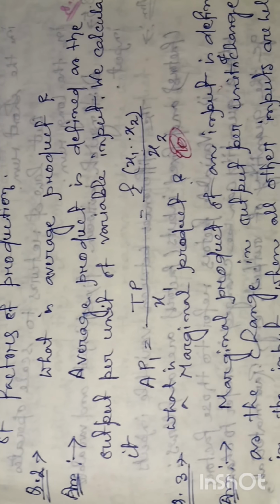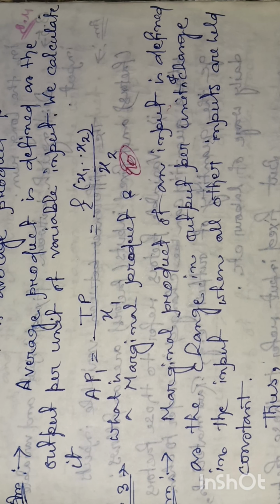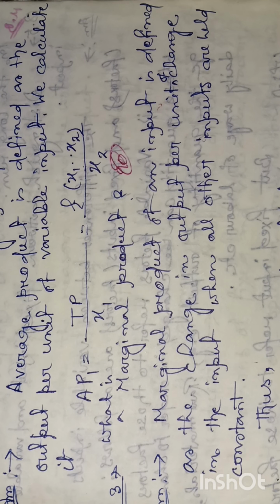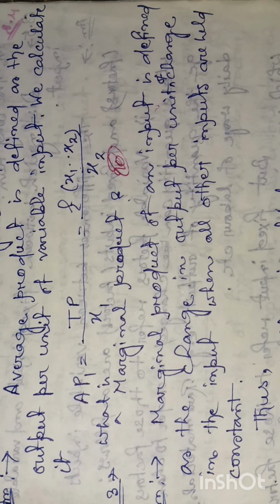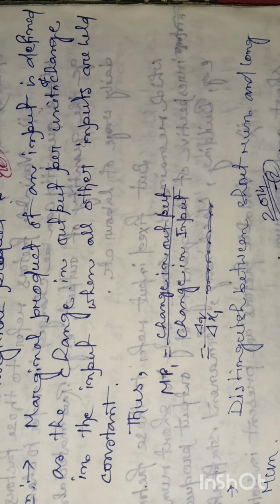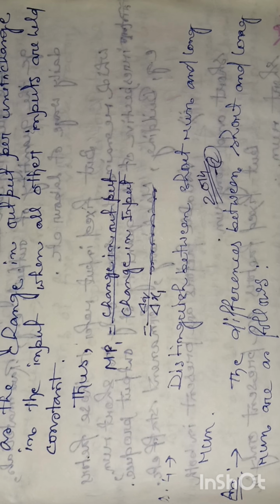What is marginal product? Marginal product of an input is defined as the change in output per unit of change in the input when all other inputs are held constant. Thus, MP1 equal to change in output by change in input equal to del Q by del X1.